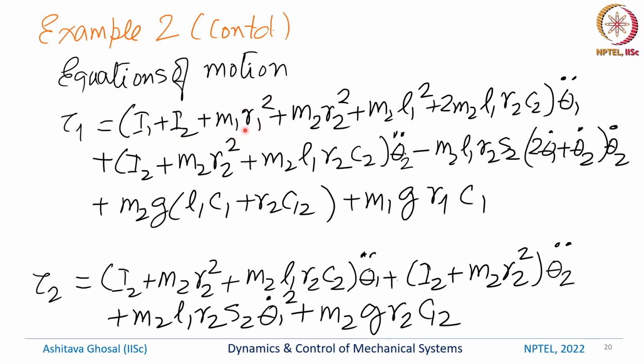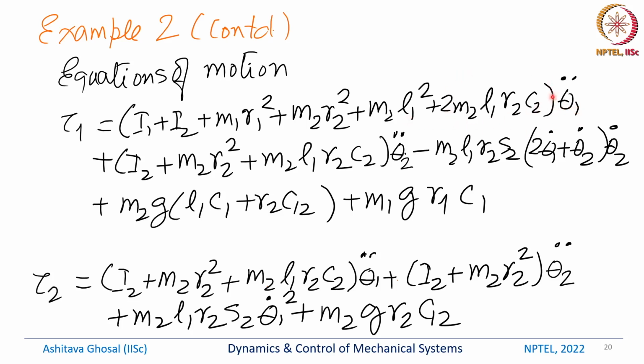I1 plus M1 R1 square is like the parallel axis theorem, so we find the moment of inertia about the fixed point O. Likewise for I2 and M2 R2 square. And this M2 L1 square is because the second link is at a distance L1. The interesting term is this one, 2 m2 L1 R2 C2. This is something like an equivalent moment of inertia as seen by joint 1. Here theta 1 double dot is like omega dot or alpha.